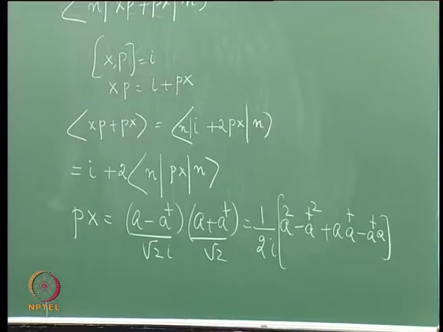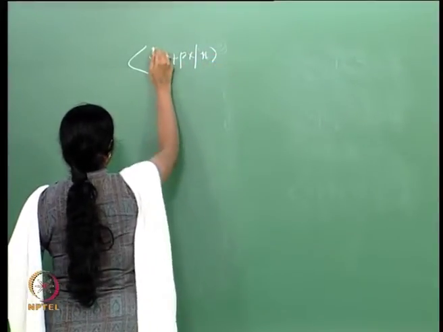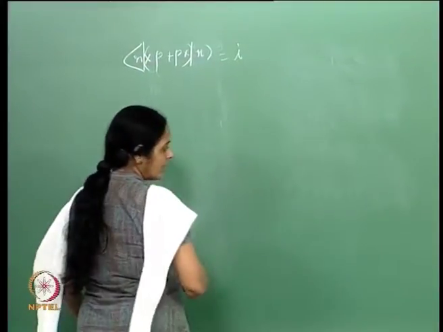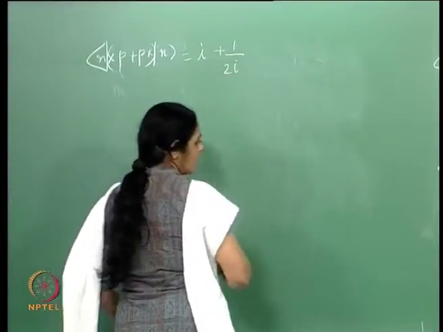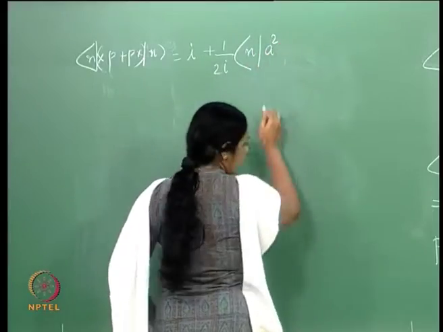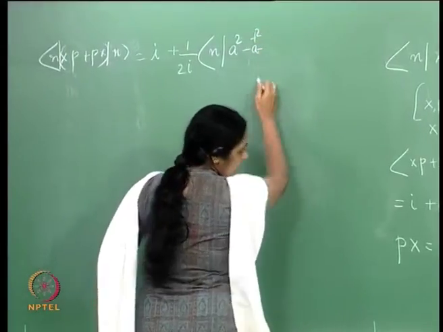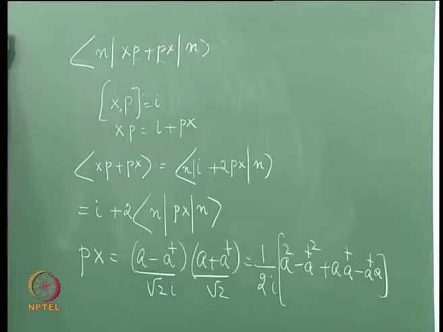So, I get the expectation of xp plus px in the state n is i plus 1 by 2 i times the expectation of a squared minus a dagger squared plus a a dagger minus a dagger a in the state n.